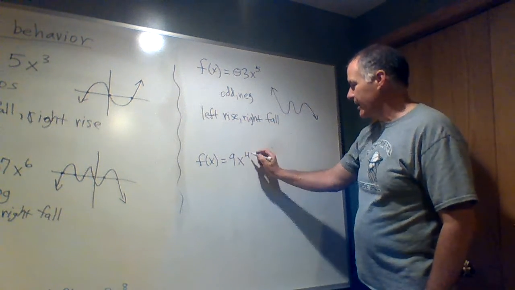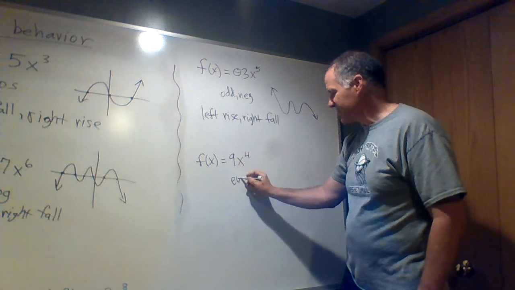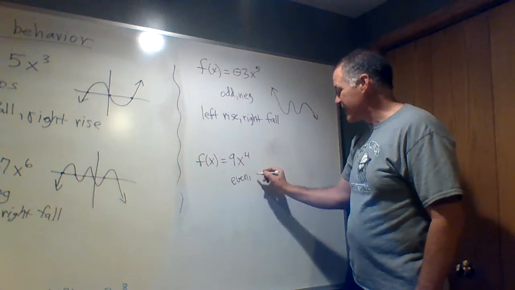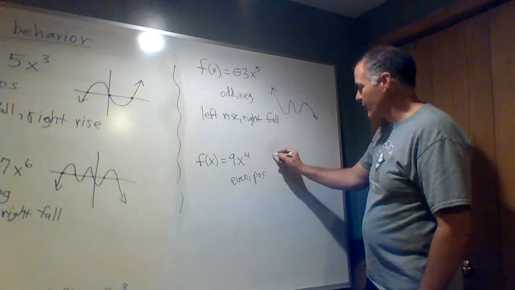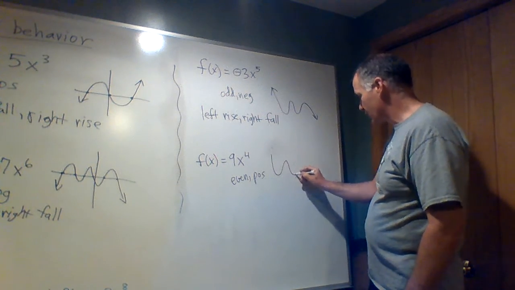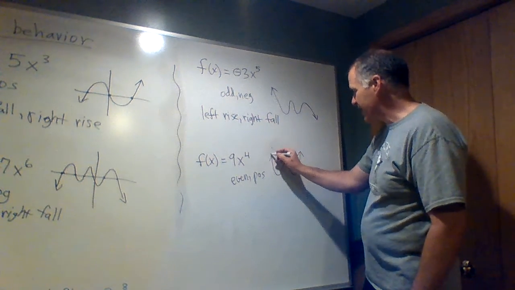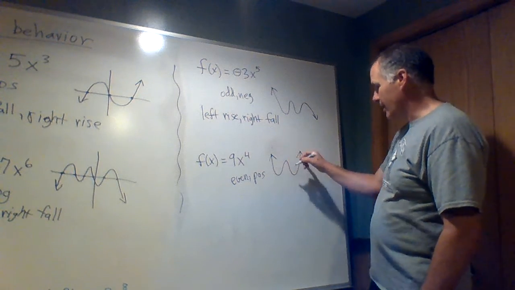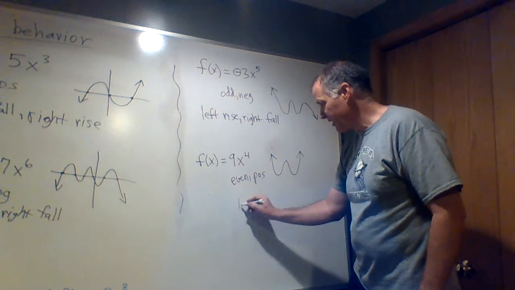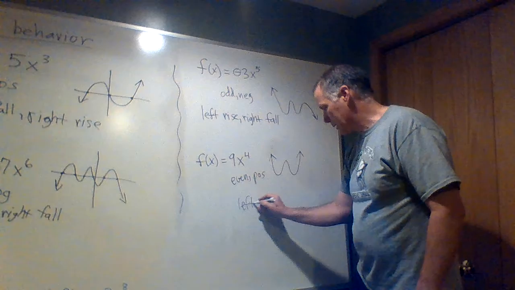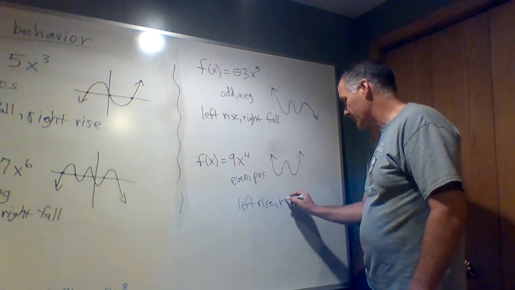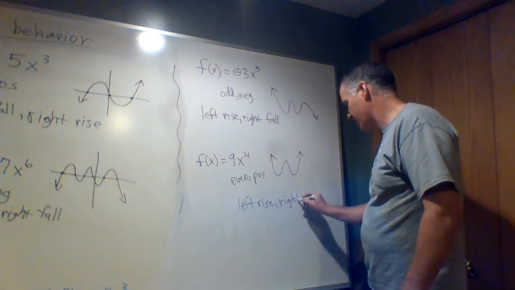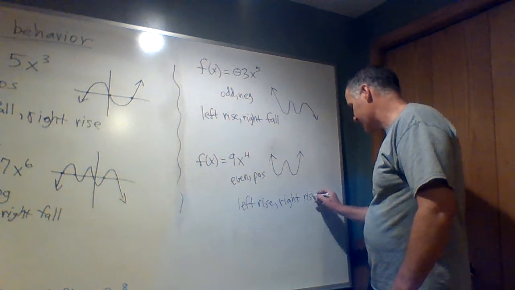Last one. We've got a 4 there. That's obviously even. No sign, so that's positive. So this would be 1, 2, 3, 4, both facing up. So on the left, we're rising. And on the right, we'll also be rising.